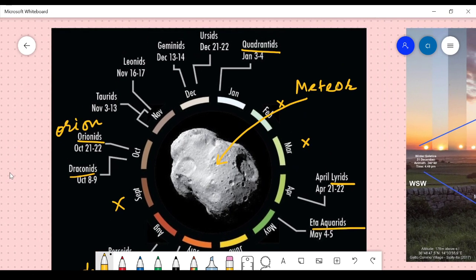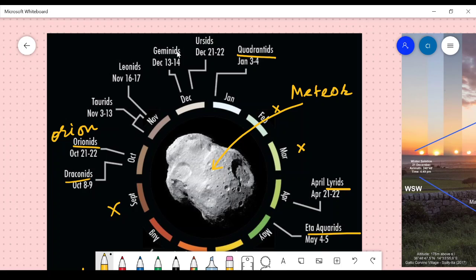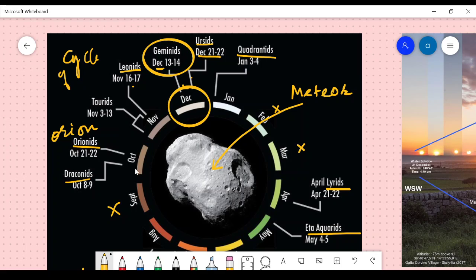Then we have Taurids, the Leonids, Gemini shower. This we saw this month in December. Okay, and then Ursid meteor in December. Now it is going on. So in the month of December, these are the meteors that are there. Okay, Leonid meteor in November. So this is the cycle of meteors, and you can represent it by just some graphs.